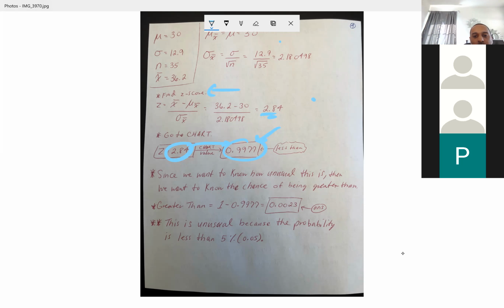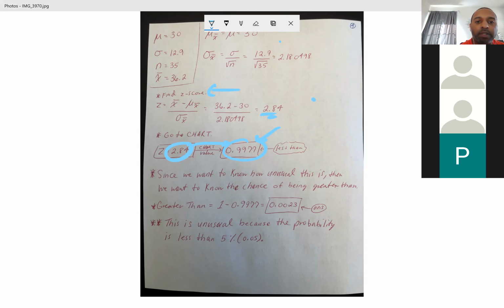All right, and so last statement, this will be unusual for us because the probability of getting something greater than that is going to be less than 5%, which is 0.05. Remember we talked about something being usual versus unusual. That marker for us was 5%. All right, I think I have another statement that comes after this as well.